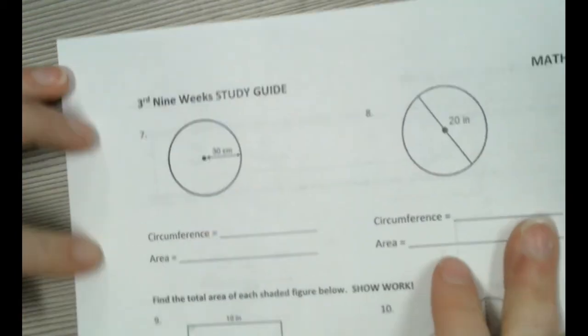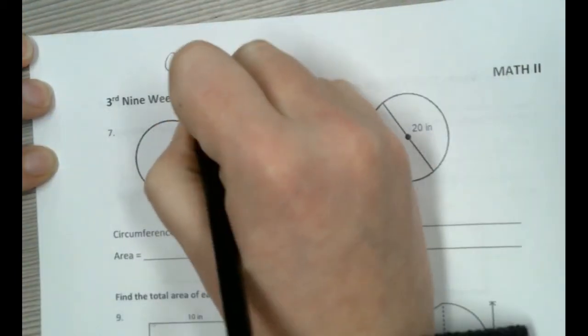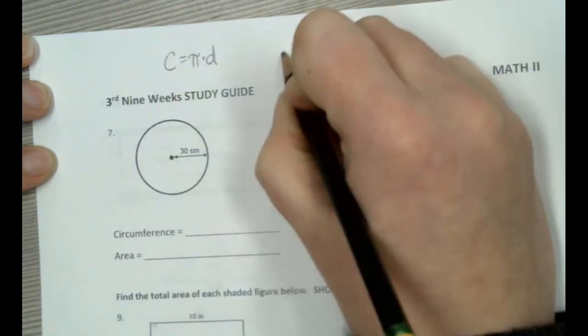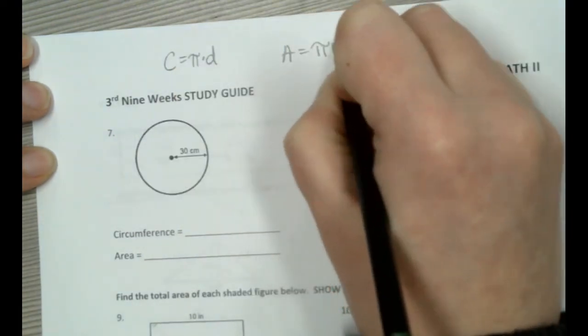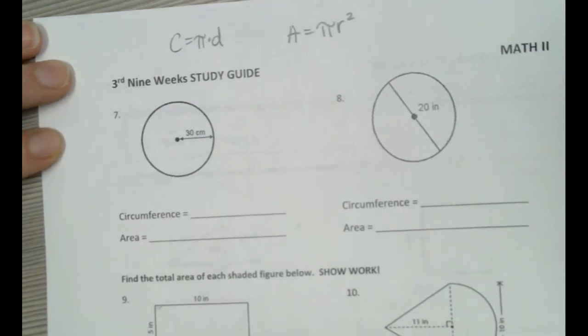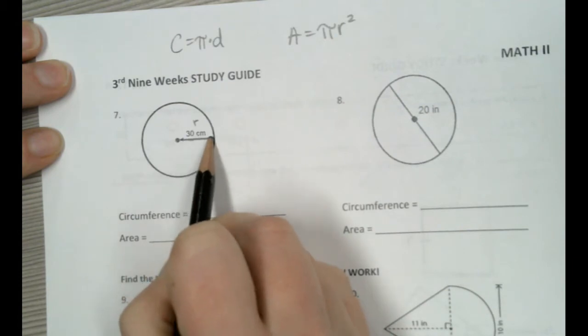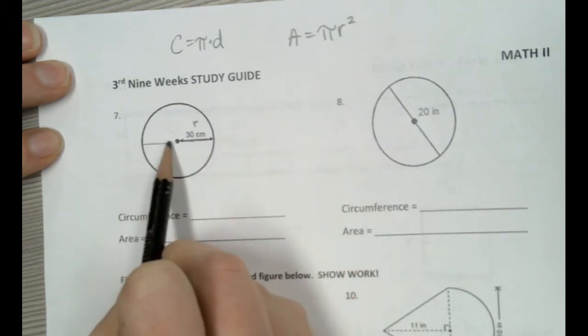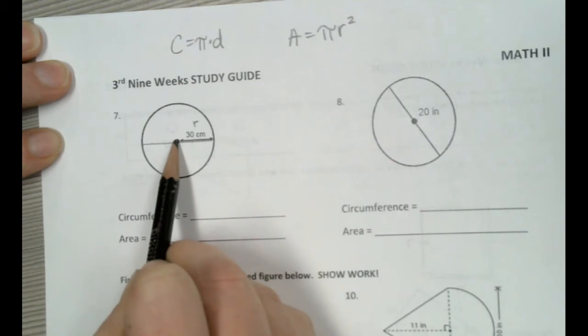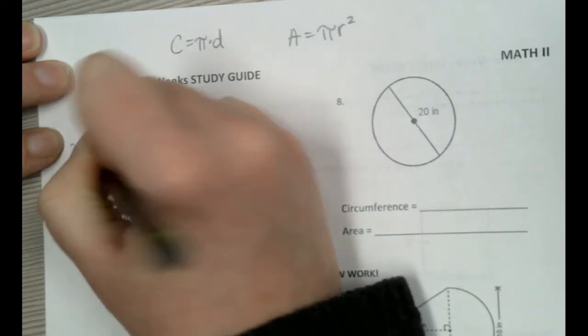Okay, for number 7 and number 8, we've got circles. I'm going to write down the formulas from the other page. Circumference is pi times diameter. Area is pi times radius squared. Okay, again for number 7, this is my radius because it only goes halfway. So my diameter would be all the way across. 30 and then 30 more. 30 plus 30 is 60. So my diameter is 60.